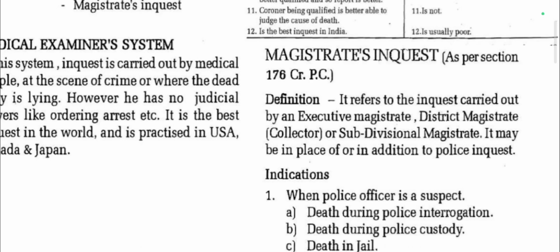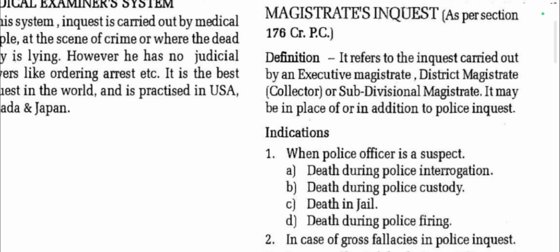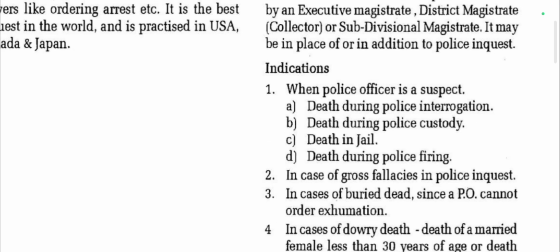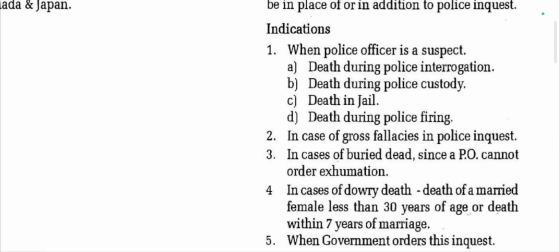Either police inquest is not conducted at all, or it is conducted in addition to the police inquest, depending upon the situation. What are the indications? Number 1, when the police officer himself is a suspect: death during police interrogation, death during police custody, death in jail, and death during police firing. Number 2, in case of gross fallacies or mistakes in police inquest. Number 3, in case of buried dead, since a police officer cannot order exhumation.